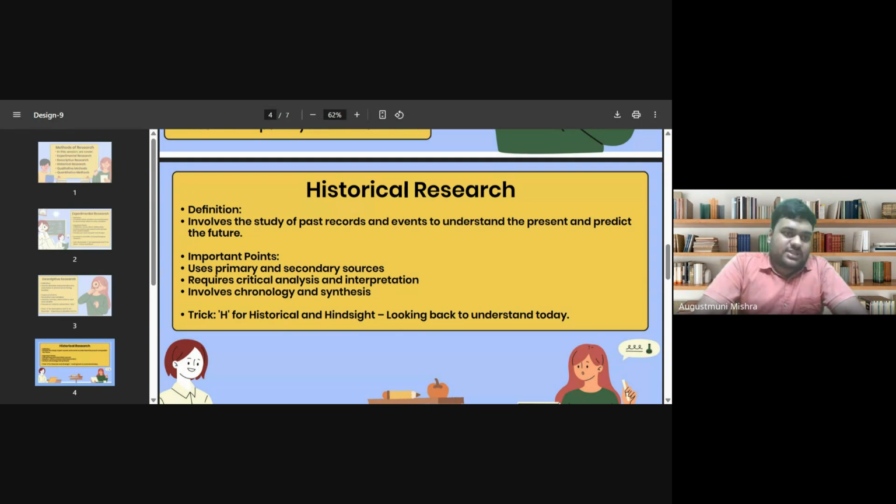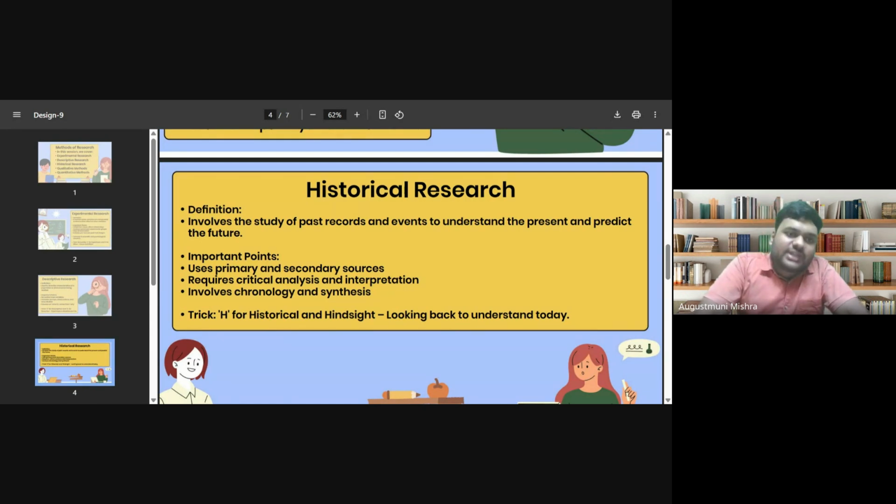primary sources. When you are collecting data from the archives, from the secondary sources like the documents which are already available on the internet, in the libraries, which are already published, that comes under the secondary sources.